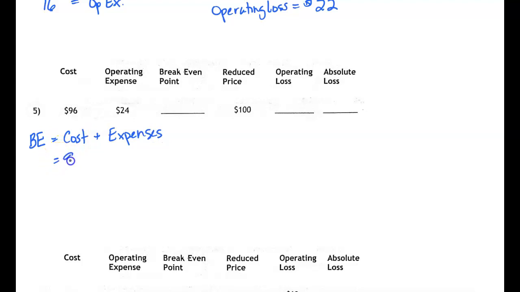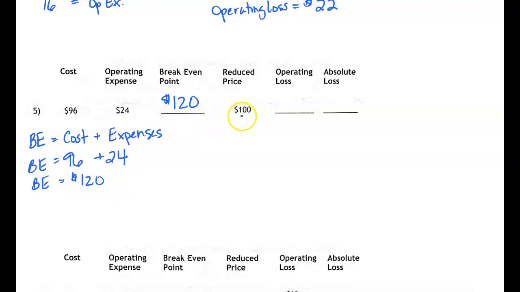The cost was $96 and the operating expenses $24. Combining those together, we get a break even of $120. So keep in mind, this store would need to sell the item for $120 to not make money, but also not lose money. No profit and no loss.